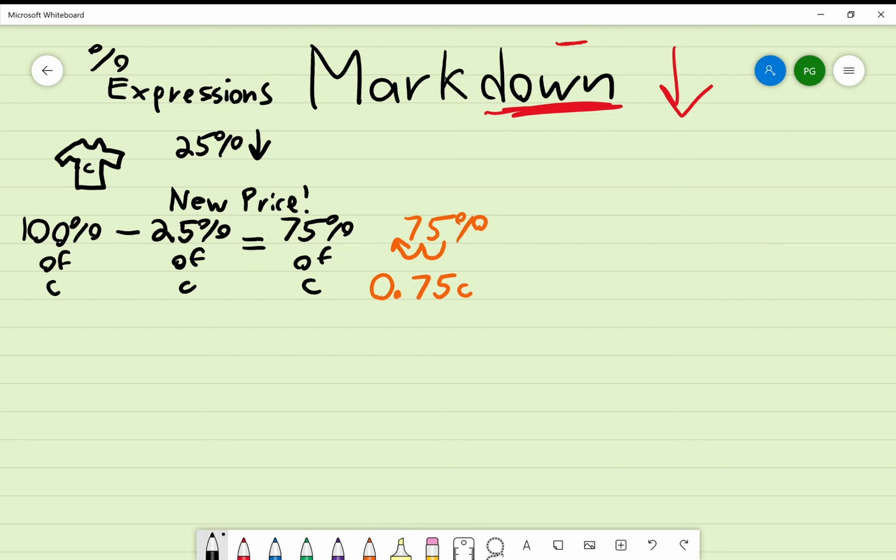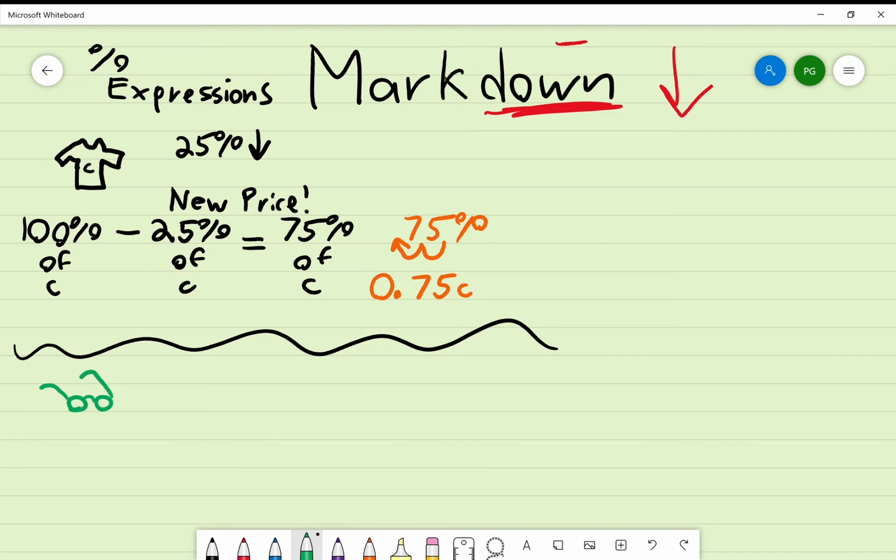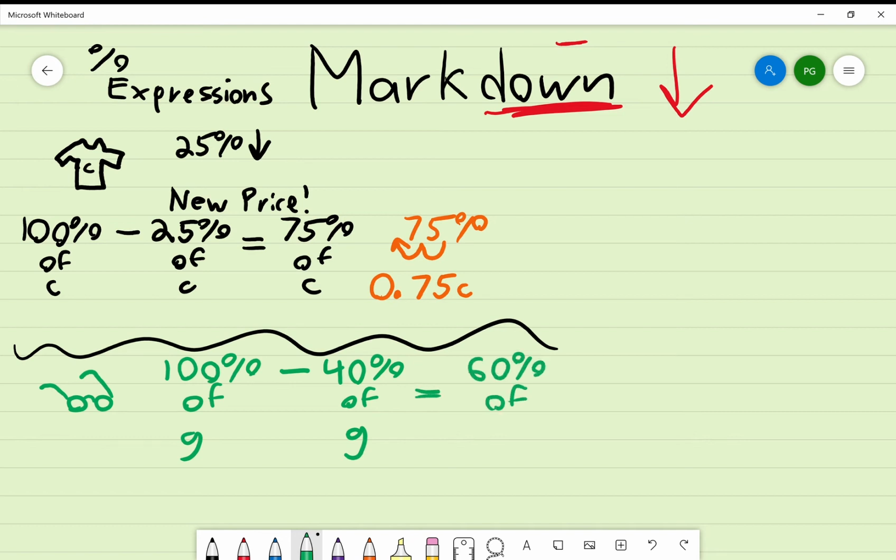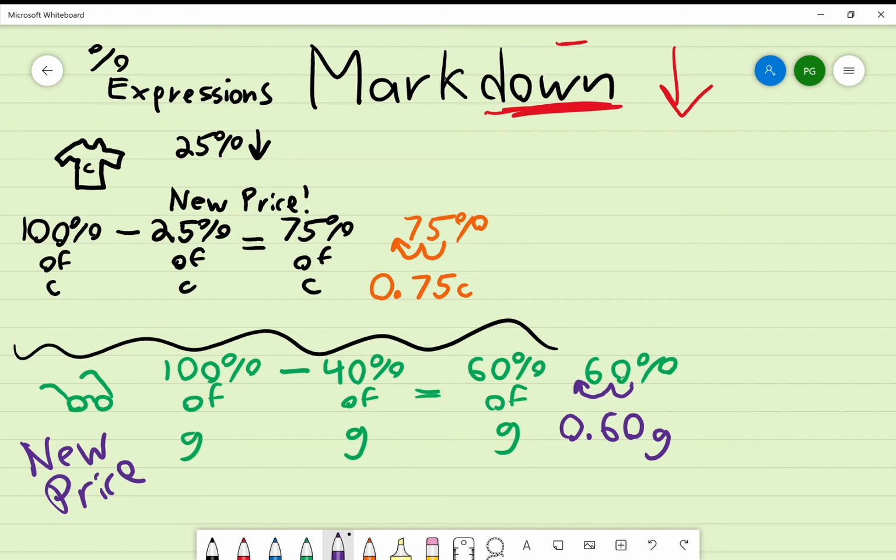Let's do another example. Let's say in this example, I tell you that I am buying a pair of glasses, okay? So I'm buying a pair of glasses. Now originally, they are worth 100% of their cost, G, yeah? But they're on markdown, and they have a markdown of 40%. So if it's a markdown, I subtract minus 40% of G. Well, 100 minus 40 equals 60% of G. Perfect. Remember, it needs to be a decimal. 60%, well, you move the decimal point 1, 2 to the left, it becomes 0.60, and remember, you must have a variable. So the new price of the glasses becomes 0.60G. Boom, you're done.